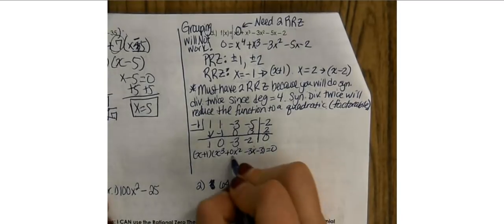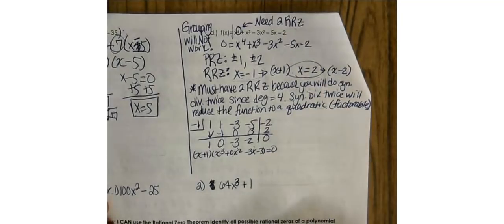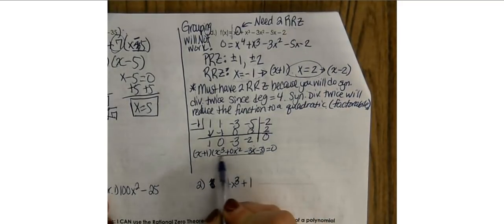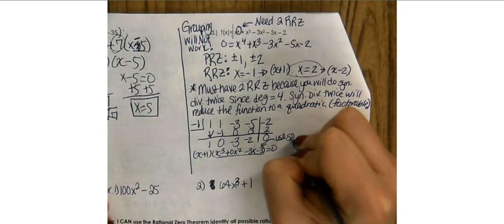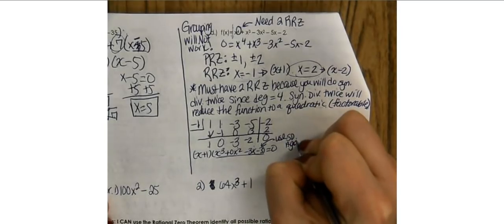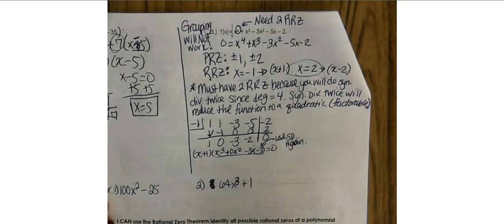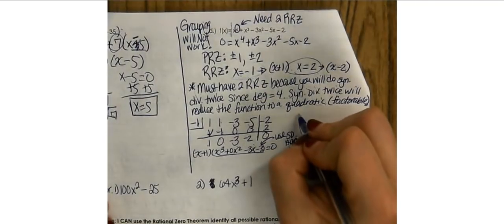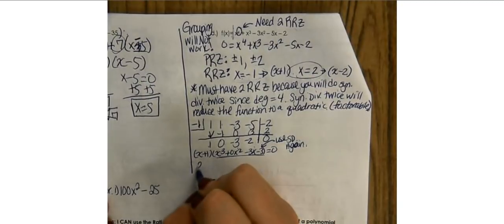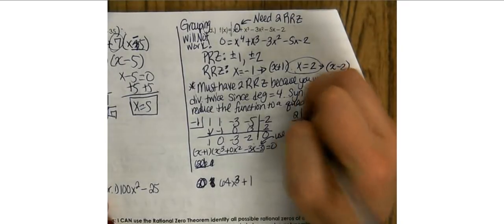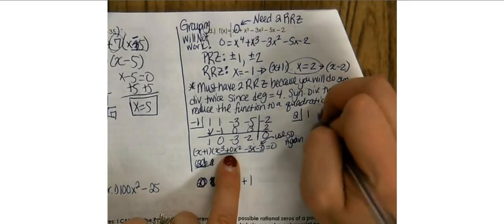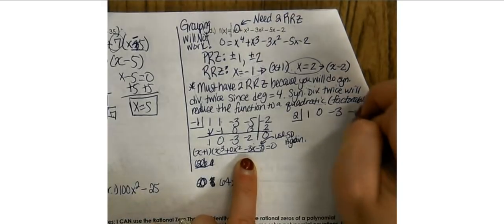So now I'm going to use my other 0, which is x equals 2, and I'm going to use synthetic division again. Since I've already used the negative 1, I'm going to use my other 0. I'm running out of space. How about I do right here? Put 2, and I'll write 1, 0, negative 3, negative 3.